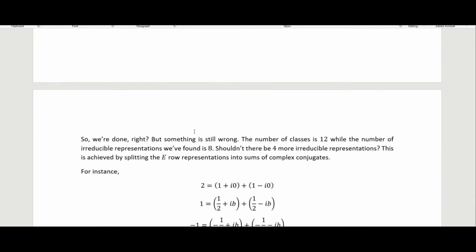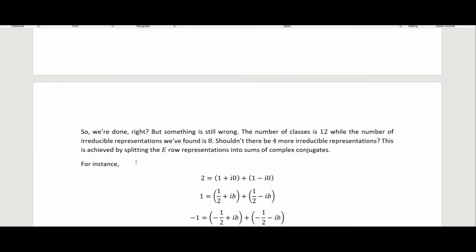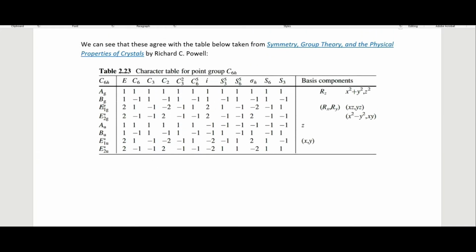And so does that mean we're done? Well, not exactly. So what we see here is we only have 8 irreducible representations, but we have 12 different classes up here. So we're still missing 4 classes. So this is achieved by splitting the E row representations into sums of complex conjugates.